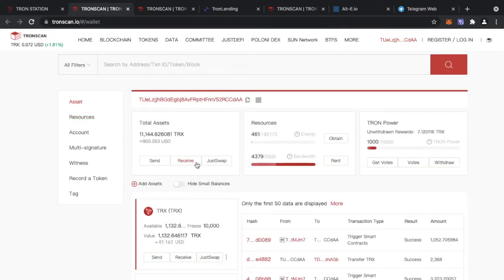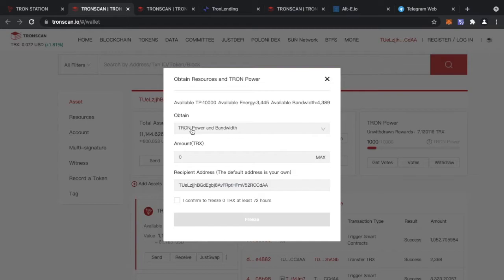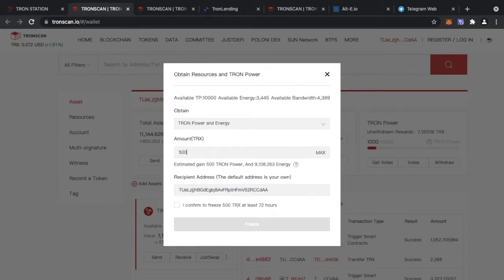The best way that I know of obtaining energy is to directly freeze it. So you go ahead and press obtain on your resources. You'll say, do you want Tron Power or bandwidth? You hit the arrow button. You want Tron Power and energy, because that is what is more commonly used as opposed to bandwidth. How much do you want to freeze? I want to freeze 500 Tron. You hit I confirm to freeze 500 Tron for at least 72 hours.